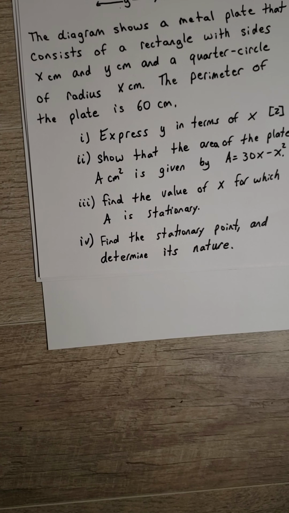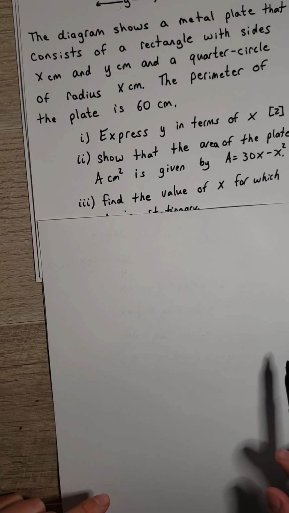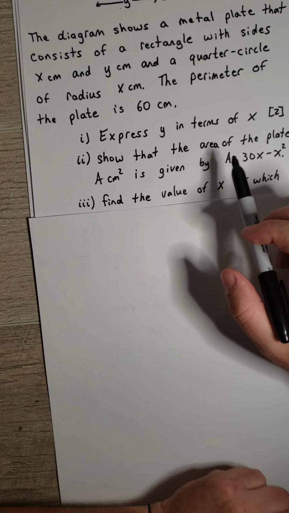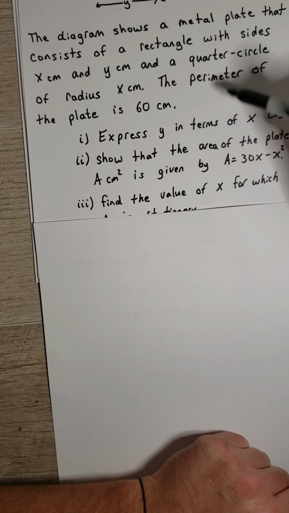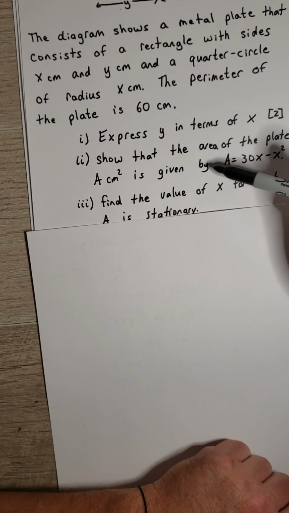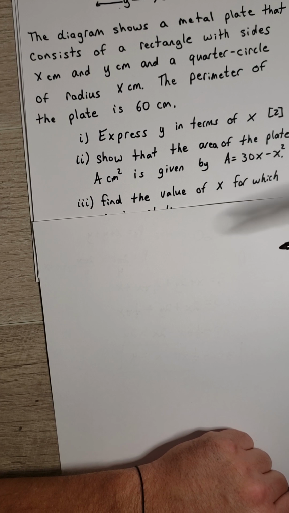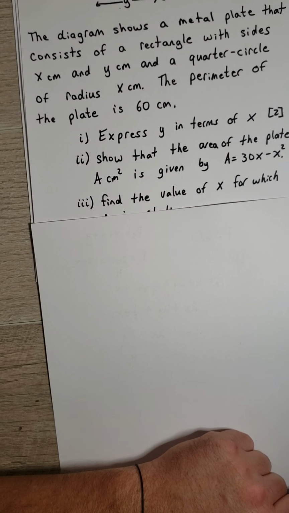All right, now double I. Show that the area of the plate is given by this expression. So now we'll think about area. That's how all these are going to be set up. You start off with perimeter, and then you get area, or they might give you the area and then come up with a volume, or some combination of that. So think of area now. Area of a square and area of a circle.